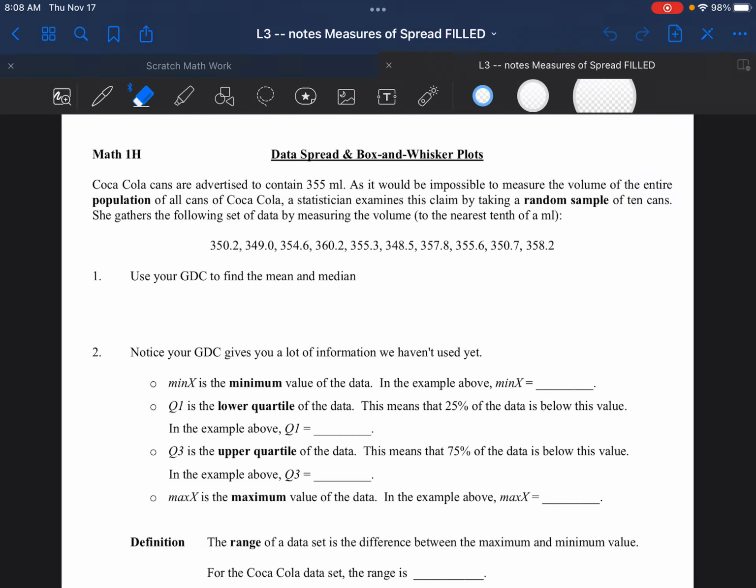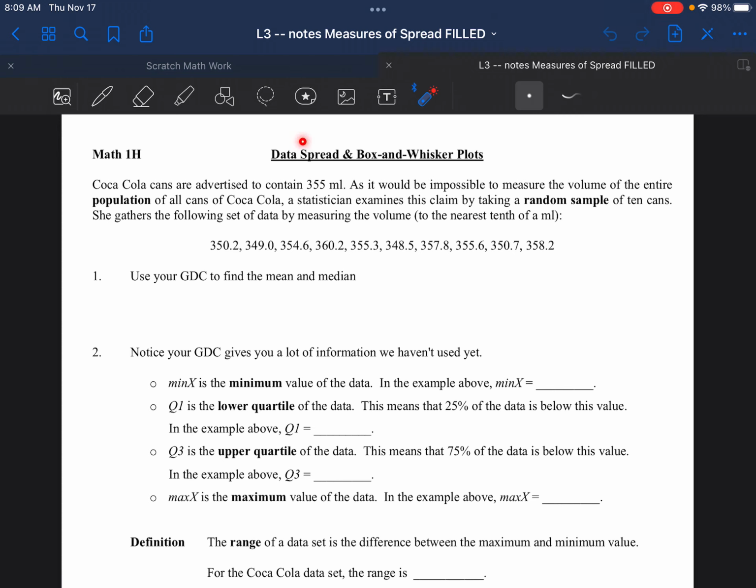Okay, good morning everybody. This is going to be, I think, 2 videos. We'll probably break into 2 parts, maybe a third, including how to do one thing on the calculator. But this is lesson 3 in Unit 3 of Honors 1.